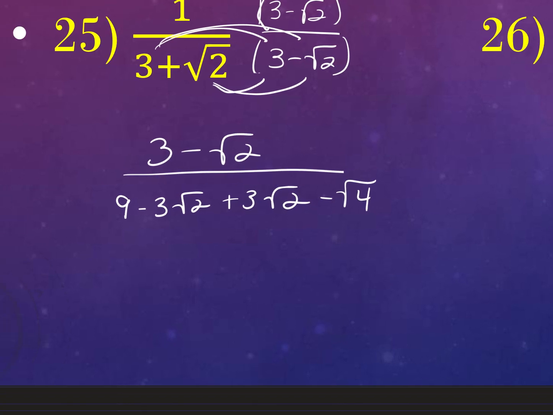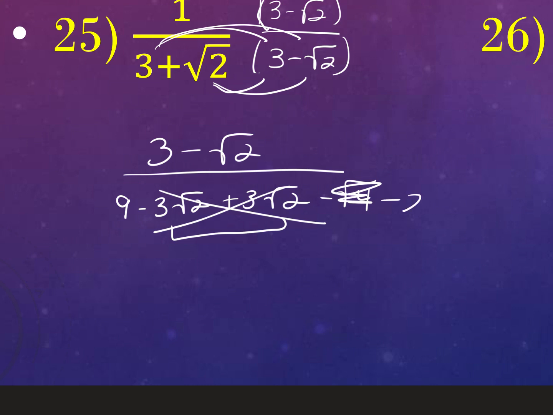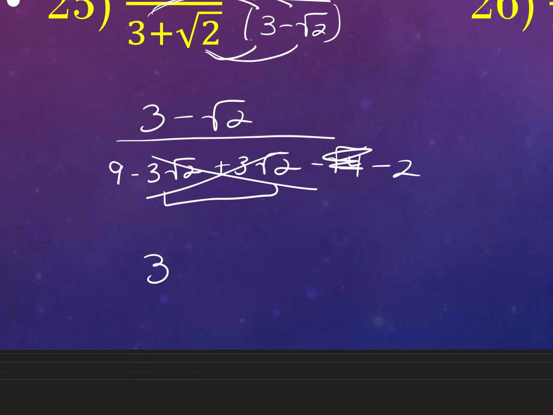What happens here in the middle? Exactly what we wanted to happen. Good. Here, guys, what is the square root of 4? So this is actually minus 2, right? So your answer is 3 minus the square root of 2 over, what's 9 minus 2? Perfect.